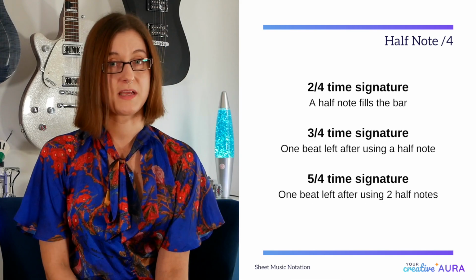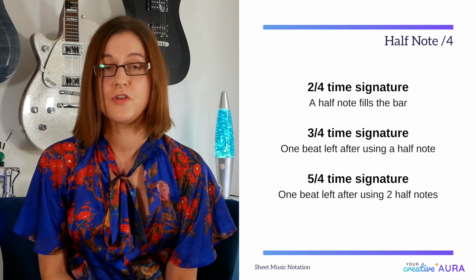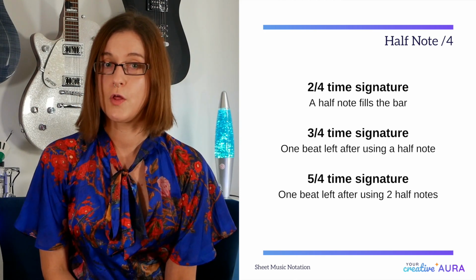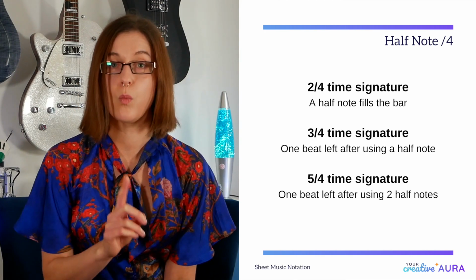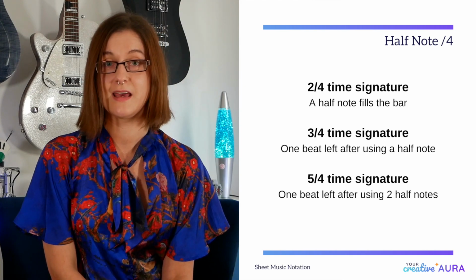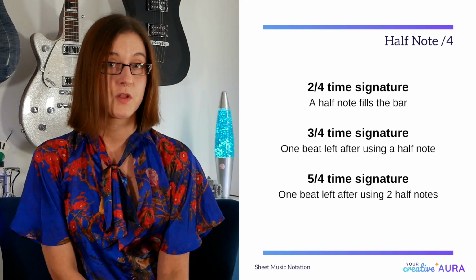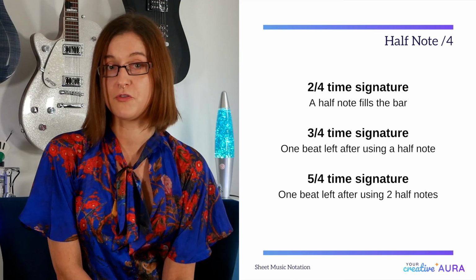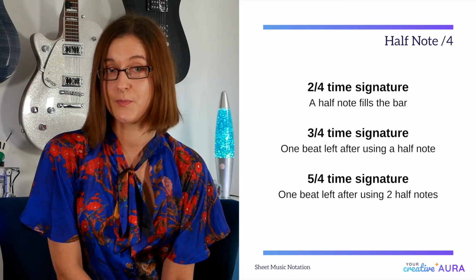If it was 2 beats per bar, a half note would fill the bar. 3 beats per bar would leave 1 quarter note beat remaining, and 5 beats per bar would mean you could use 2 half notes with 1 quarter beat left.